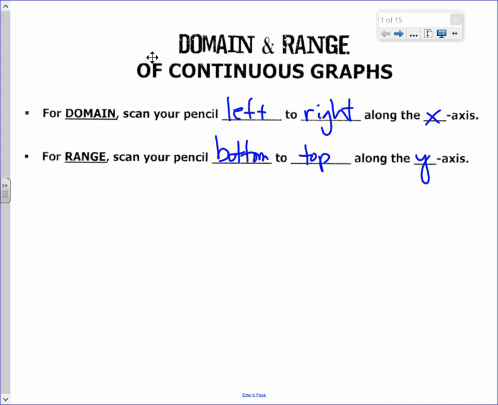All right, so domain is left to right along the x-axis. What are the possible x values? The range is bottom to top. What are the possible y values?